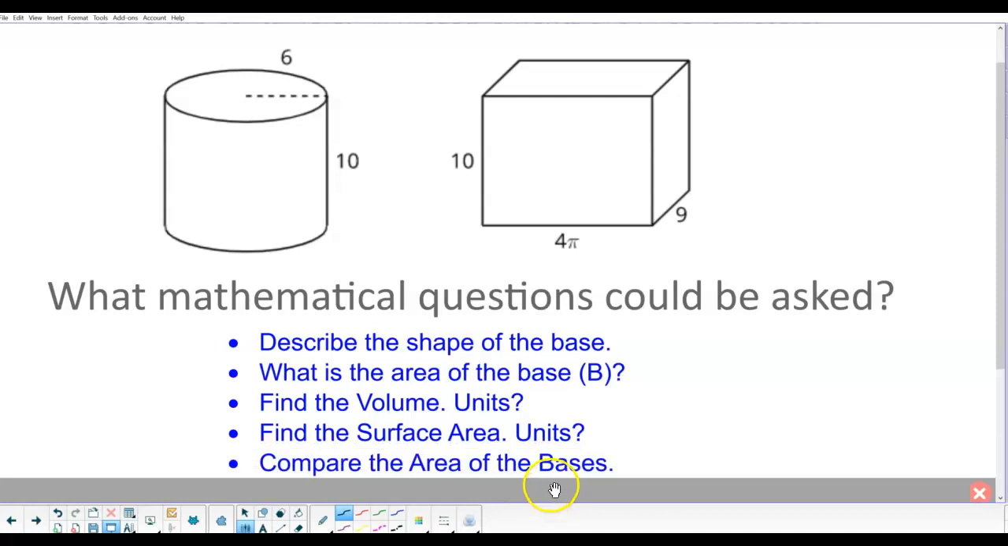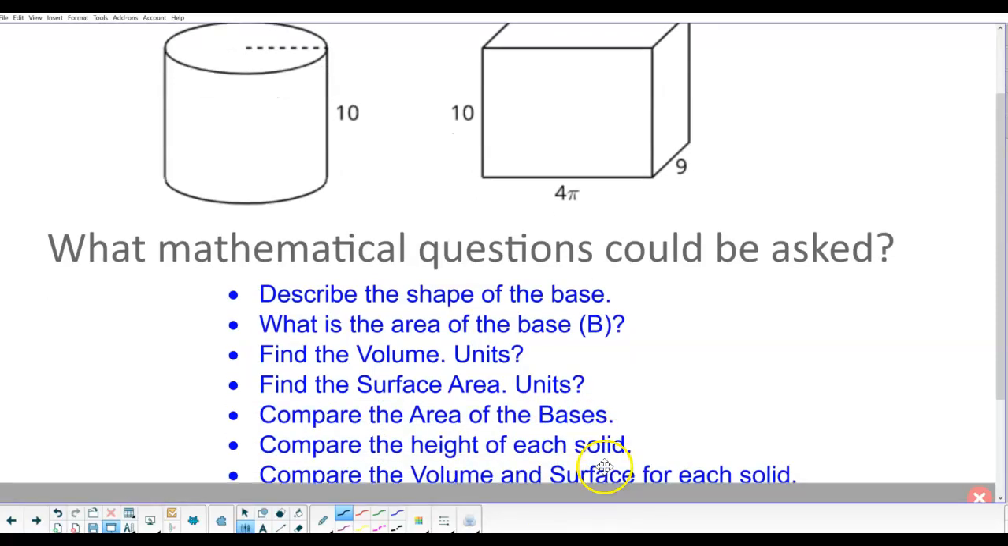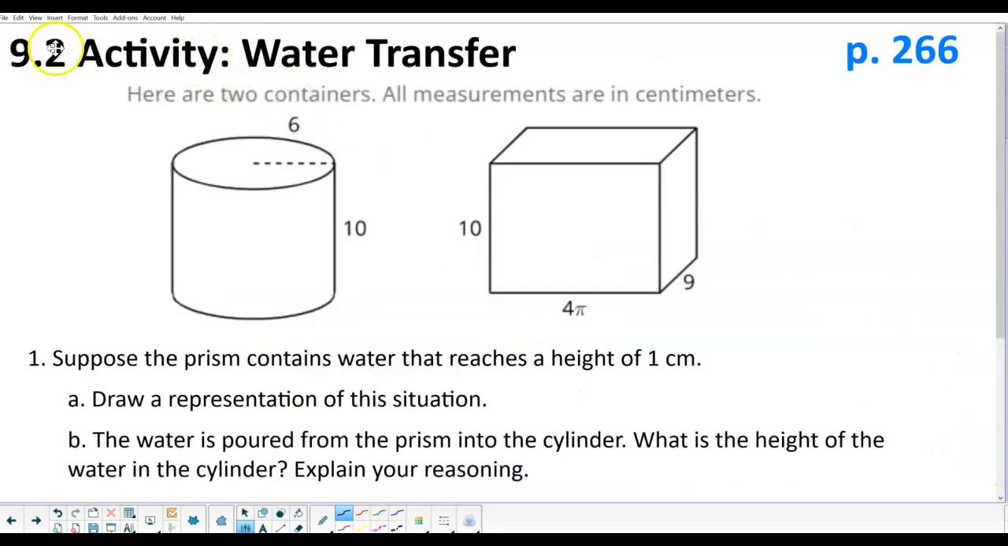Compare the areas of the bases. Compare the height of each solid. Compare the volume and the surface area for each solid. So there's a lot of different questions that can be asked just about this context. Let's actually explore some specific questions in Activity 9.2 on page 266.